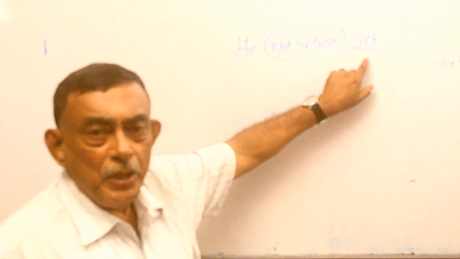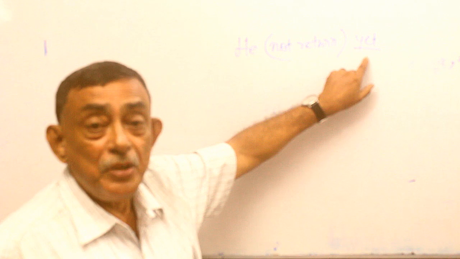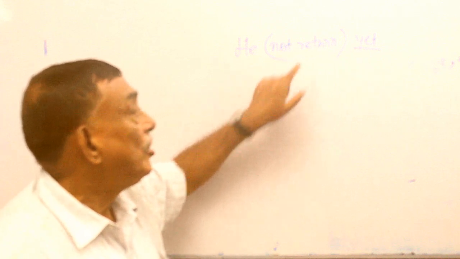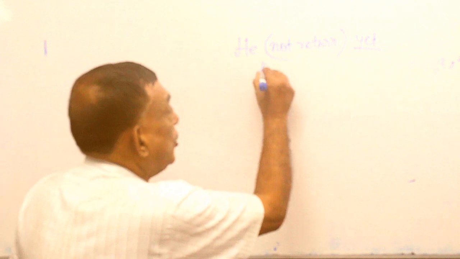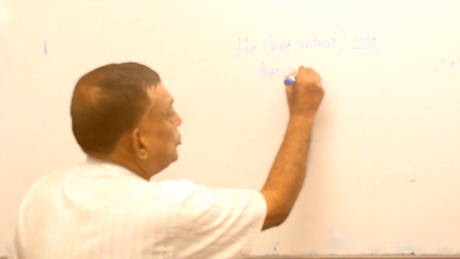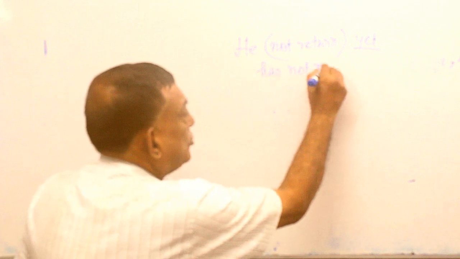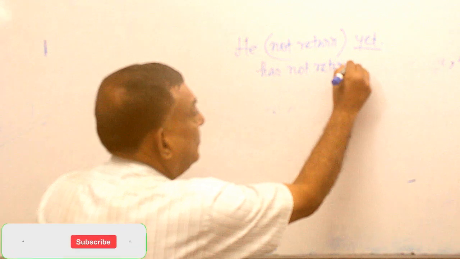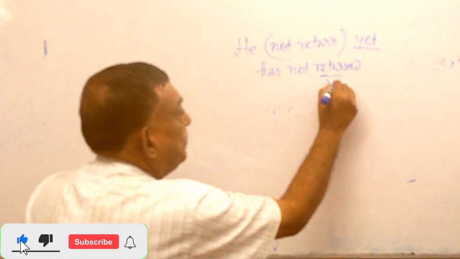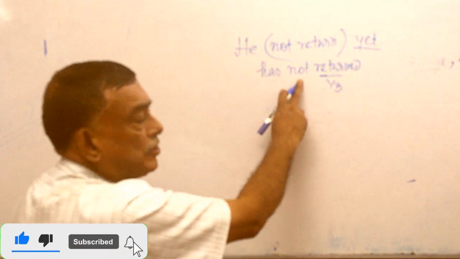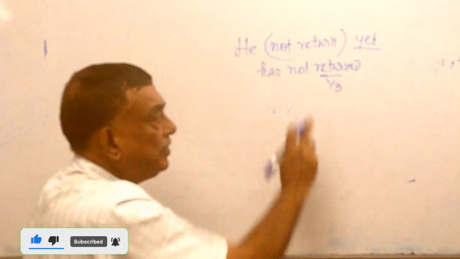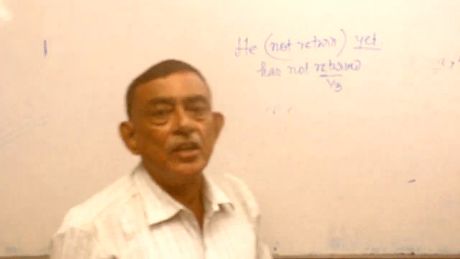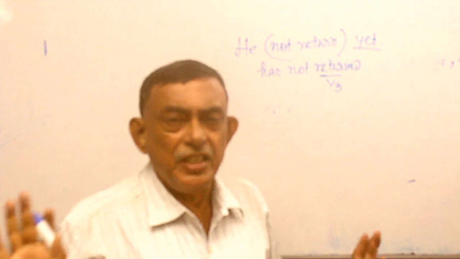Now, what is the implication of "yet"? It is the indicator of present perfect tense. Immediately you change "not return" to "has not returned": has plus not plus V3, which is "returned". That is the V3 portion. It is the correct answer. In the options you will find it, and you just tick it.